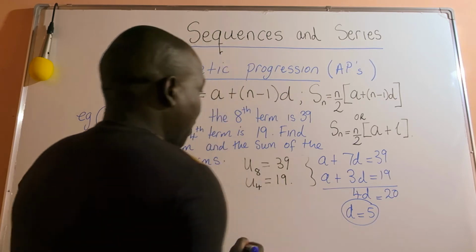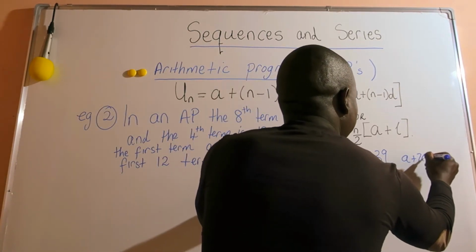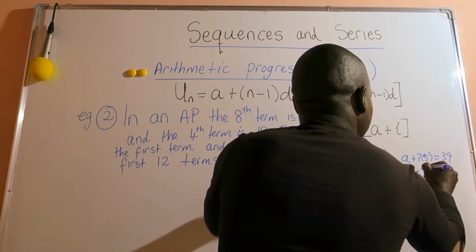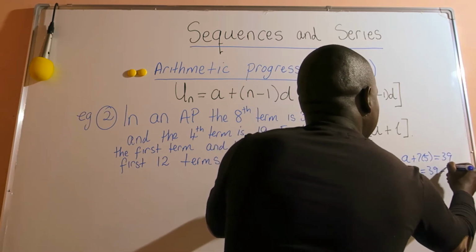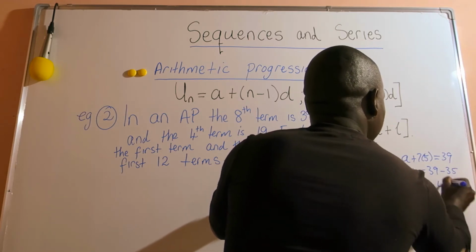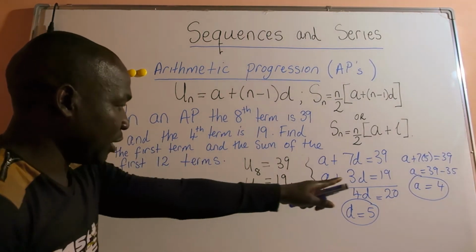So we have D. So from here, I can go A plus 7 by 5 is equal to 39. So A is equal to 39 minus 35, which is going to be equal to 4. So I found A, I found D. Right, so the first term there I found is 4.